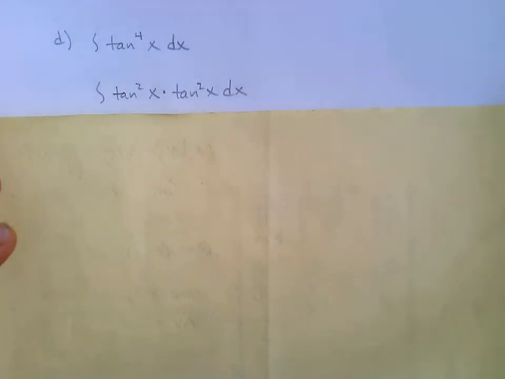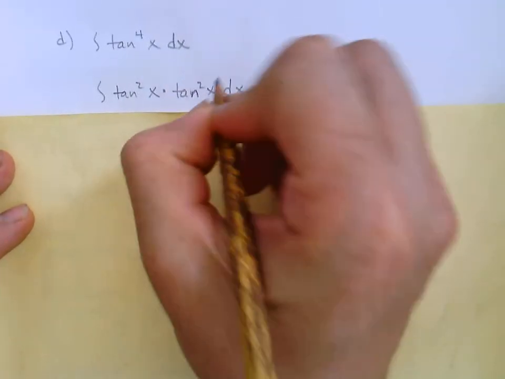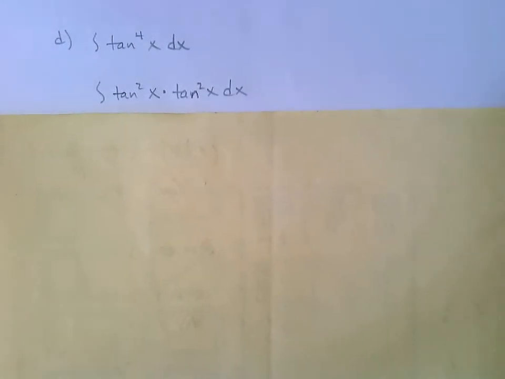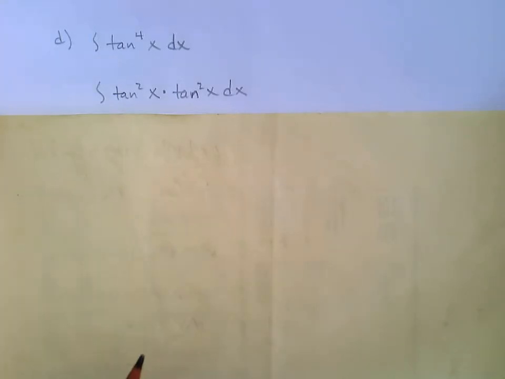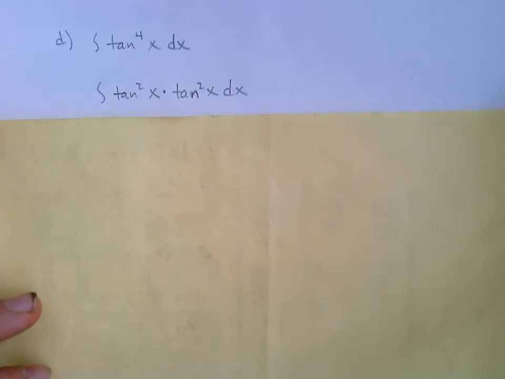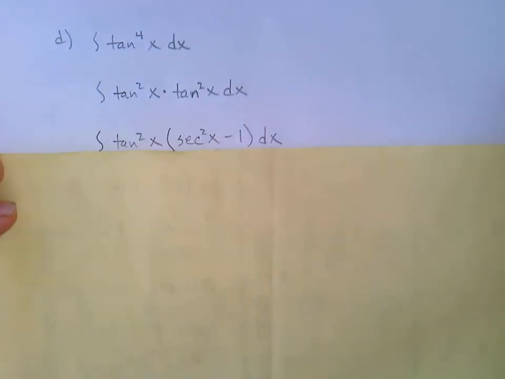So instead, and this is just part of the real sneakiness behind this problem, is splitting it as tangent squared x times tangent squared x, and then just converting one of these. I'm going to think of the second one with that identity. Now, who would think to do this? I agree, but that's just the result of a lot of trial and error. So what we're going to do is convert that second one to secant squared x minus 1.